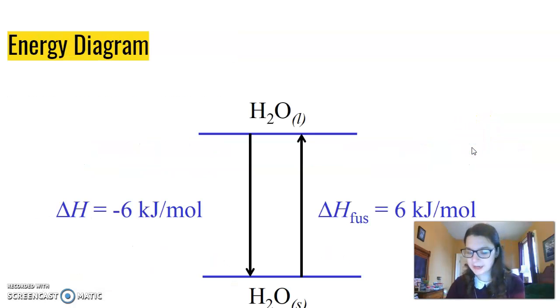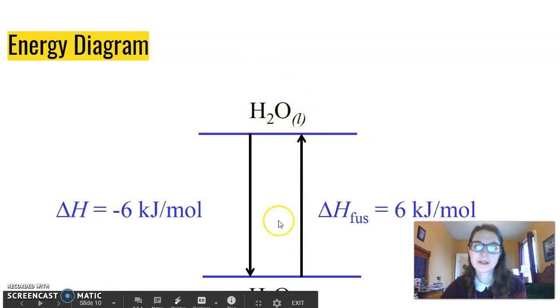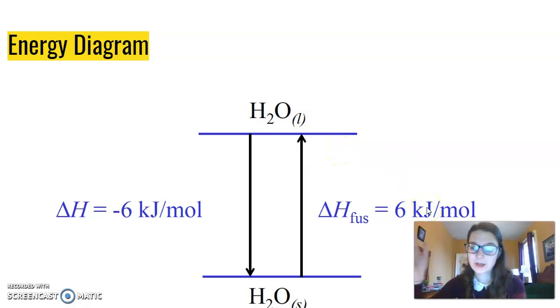And this energy diagram shows that process. So going from liquid to solid, we're releasing 6 kilojoules per mole of water, but going from solid to liquid, we're taking in or gaining 6 kilojoules for every mole of water that is going from solid to liquid.